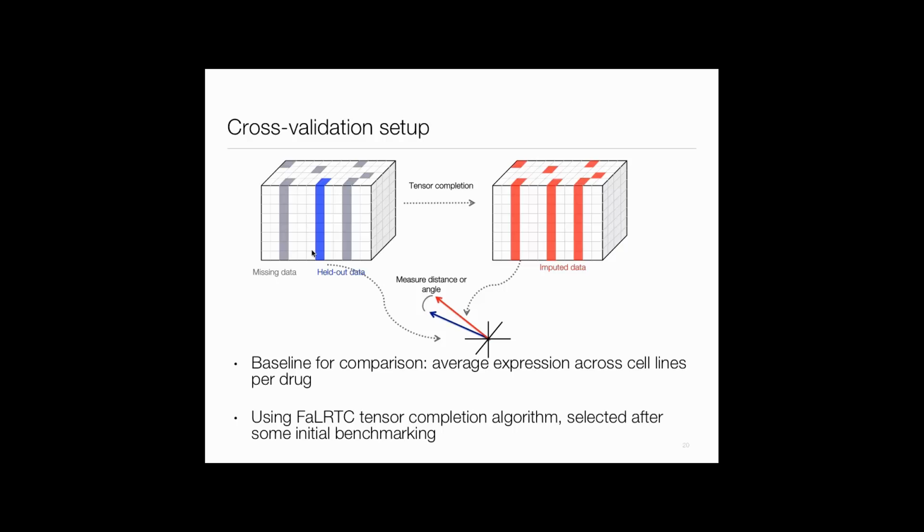such as cosine distance or L2 error, like Euclidean distance. And then I also used a baseline for comparison, which is simply the average expression across cell lines per drug. Okay, so if I had 5 measured signatures for that drug in different cell lines, I would just compute the average and fill in the remaining missing entries. And in terms of the tensor completion algorithm, I used something called FALRTC, which stands for Fast Low Rank Tensor Completion, which was selected among other algorithms after some benchmarking. I won't go into the details.